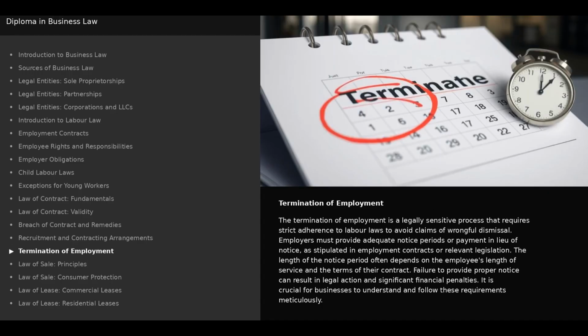Termination of employment. The termination of employment is a legally sensitive process that requires strict adherence to labor laws to avoid claims of wrongful dismissal. Employers must provide adequate notice periods or payment in lieu of notice, as stipulated in employment contracts or relevant legislation. The length of the notice period often depends on the employee's length of service and the terms of their contract. Failure to provide proper notice can result in legal action and significant financial penalties. It is crucial for businesses to understand and follow these requirements meticulously.